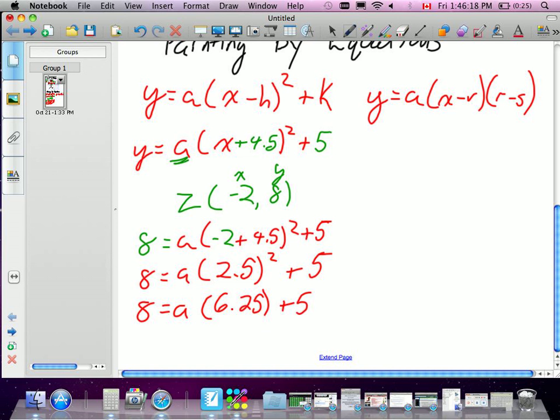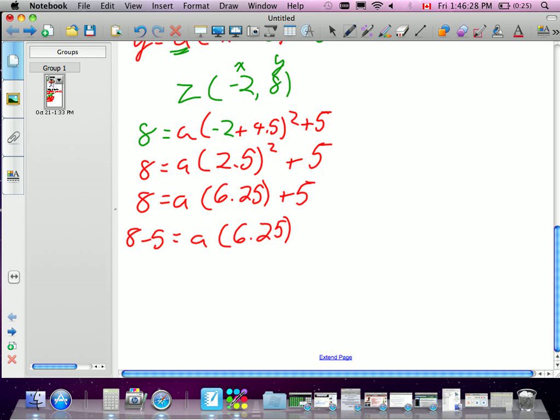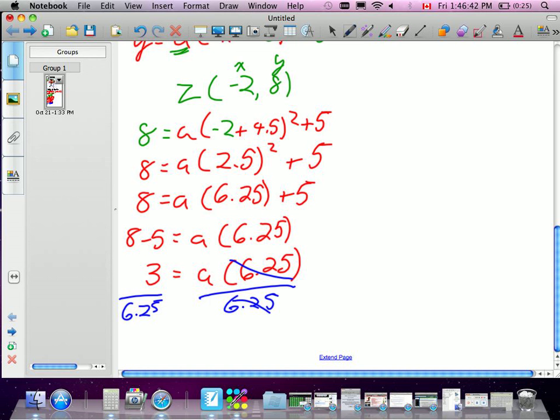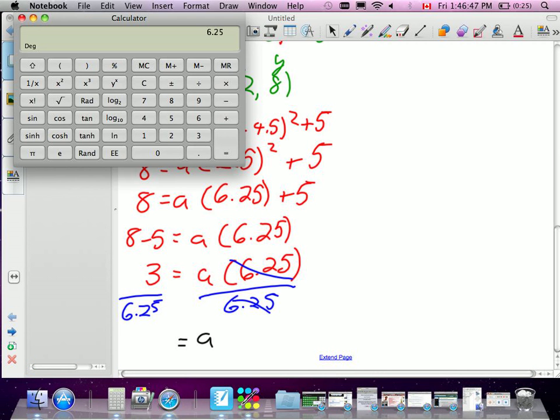Okay. I have to move the 5 to the other side of the equation. So we get 8 minus 5 equals a times 6.25. We get 3 equals a times 6.25. Why minus 5? Because we had a plus 5 there, so these cancel out. And then to move the 6.25, we have to divide both sides. Our a is going to be equal to 3 divided by 6.25.